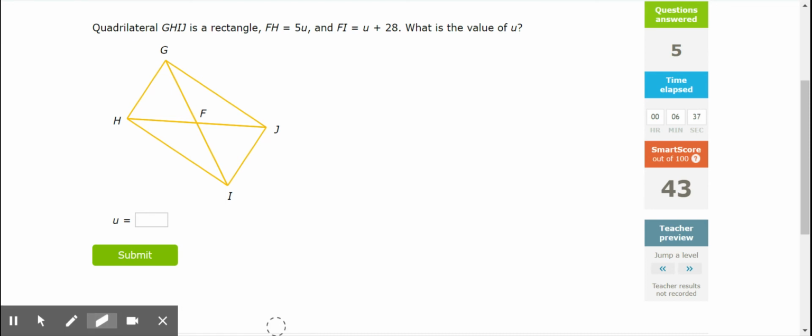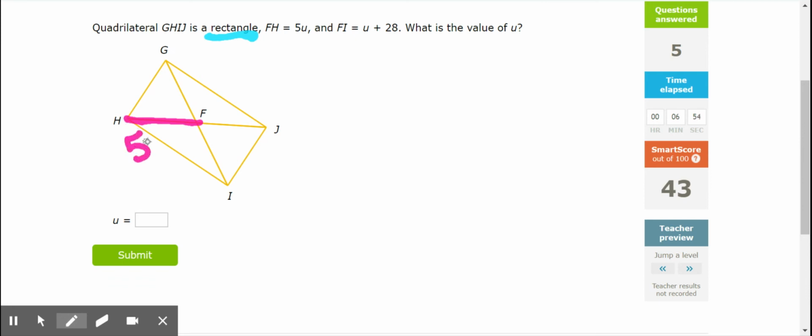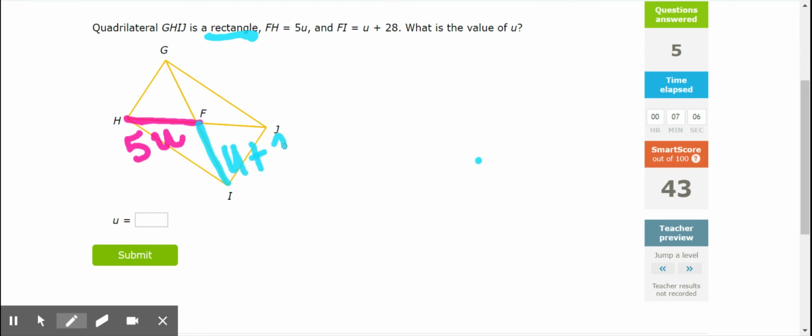This quadrilateral is a rectangle. So we need to follow the rectangle rules. It says FH, which I'm going to label right here, let's do that in this pink color. FH is 5U. FI is U plus 28. I just got those from right up here, guys. And it wants to know the value of U.